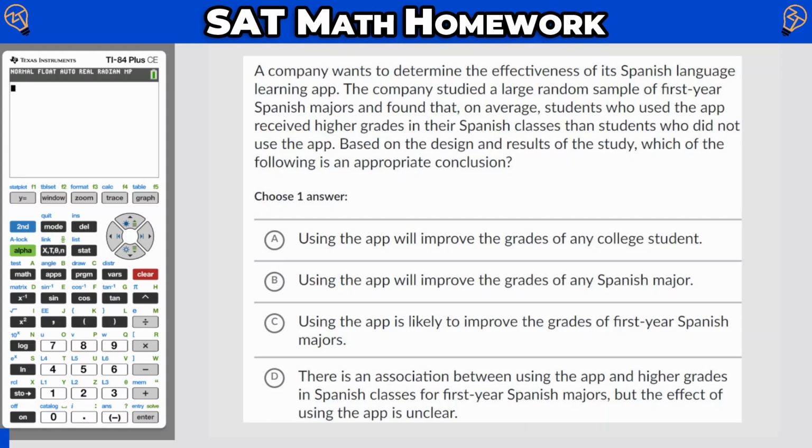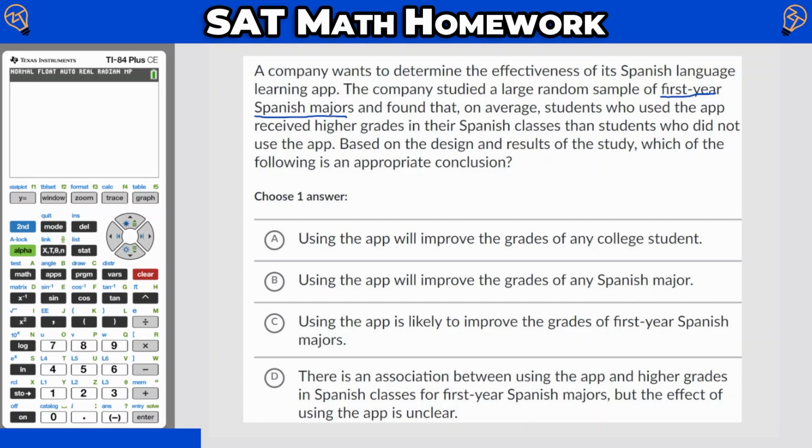So whenever we're evaluating some kind of statistical claim, it's so important that we get really dialed in on the exact demographic of that sample that's in question. So for example, they studied a large random sample of first year Spanish majors. So it's got to be based on first year Spanish majors. So right away, I can start eliminating answers that don't line up with that.